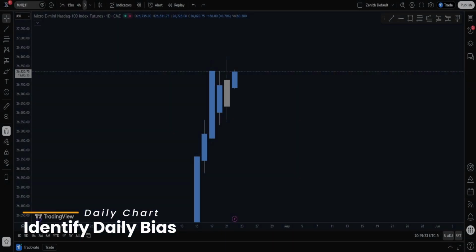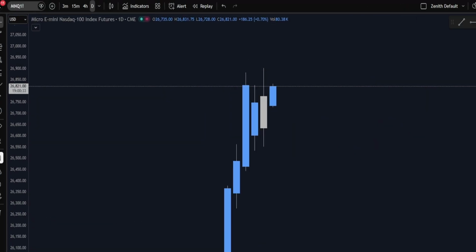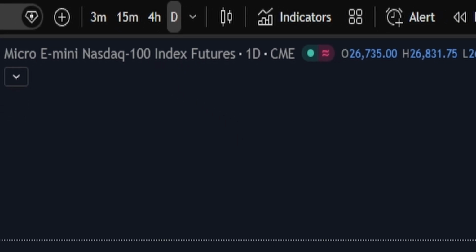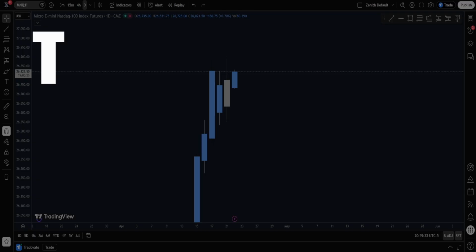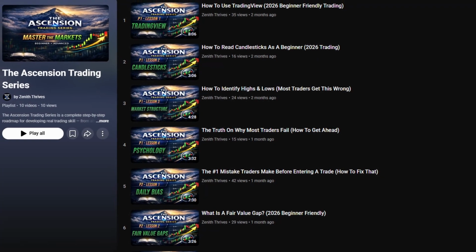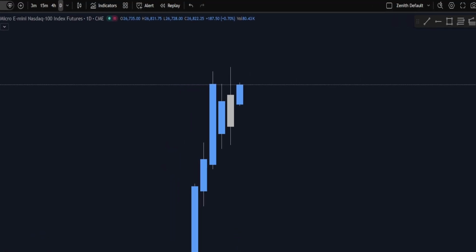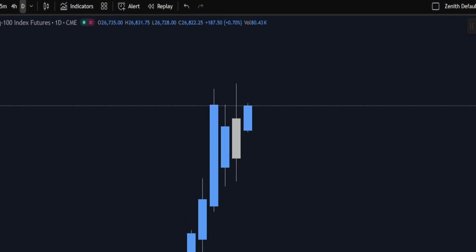It all starts with identifying the bias on the daily chart. I begin here because it represents the highest time frame trend that can directly impact my trades, especially if I'm on the wrong side of it. If you've watched my daily bias lesson, you should already know how to identify these. Typically, when the market opens in the evening, I mark the current daily bias along with the daily target. For this example, we'll just use yesterday's daily candle.